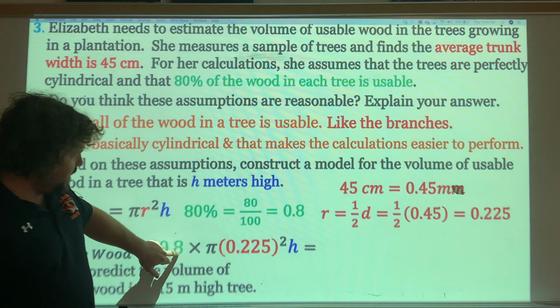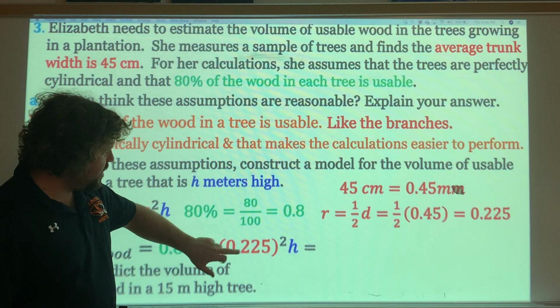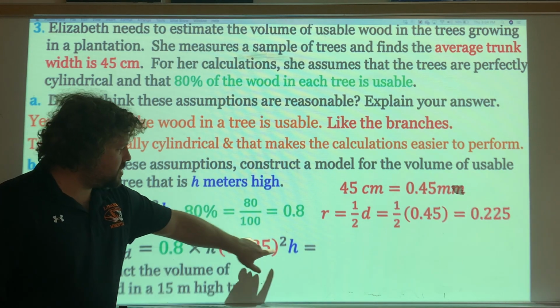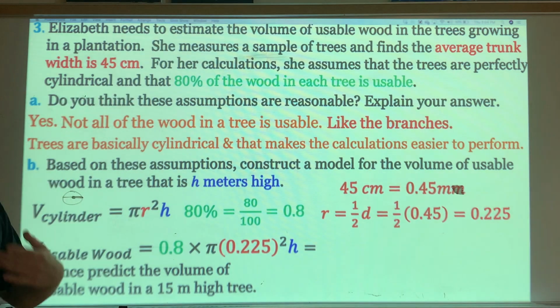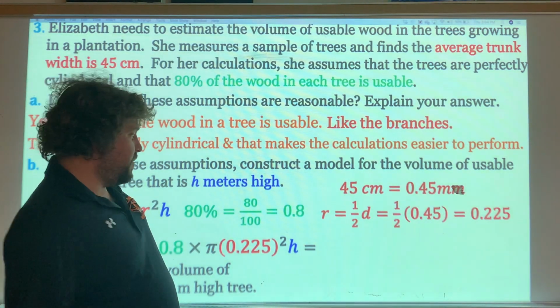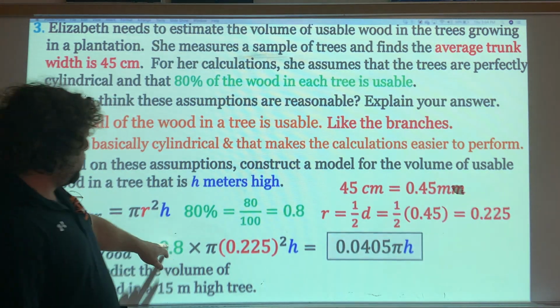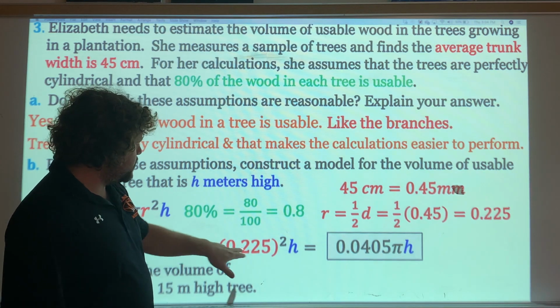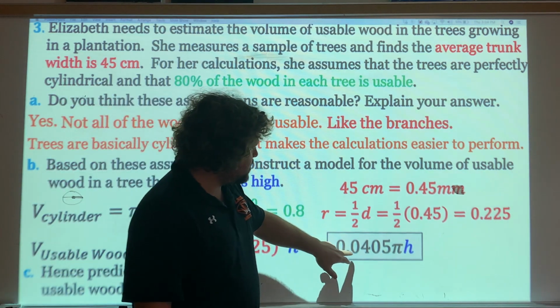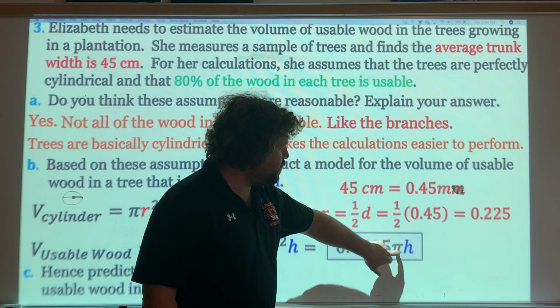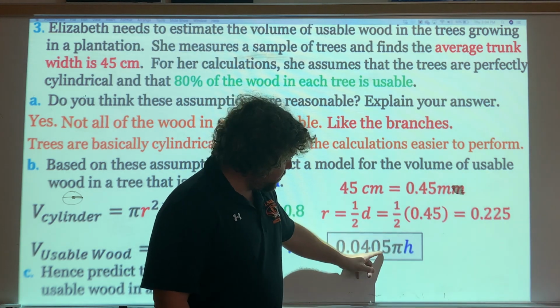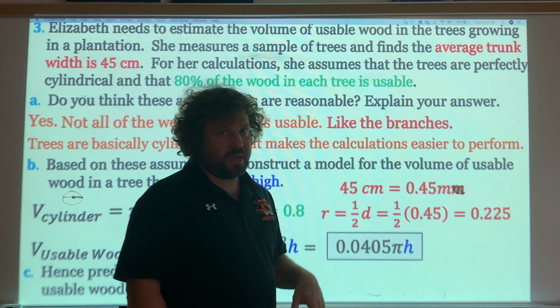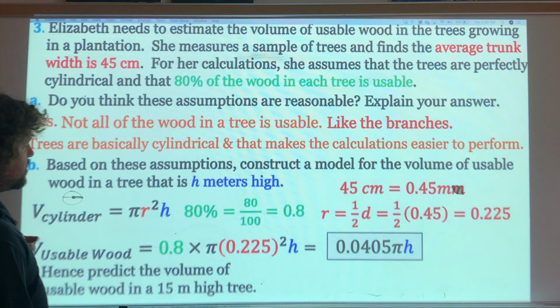Is 0.8 times the volume, times pi radius squared h. And then depending on what our h is, we'll get different answers. Multiply 0.8 times 0.225 is 0.0405 pi h. Notice I went 3 significant figures and I kept the pi in there. Keeping the pi in there makes the answer more accurate.